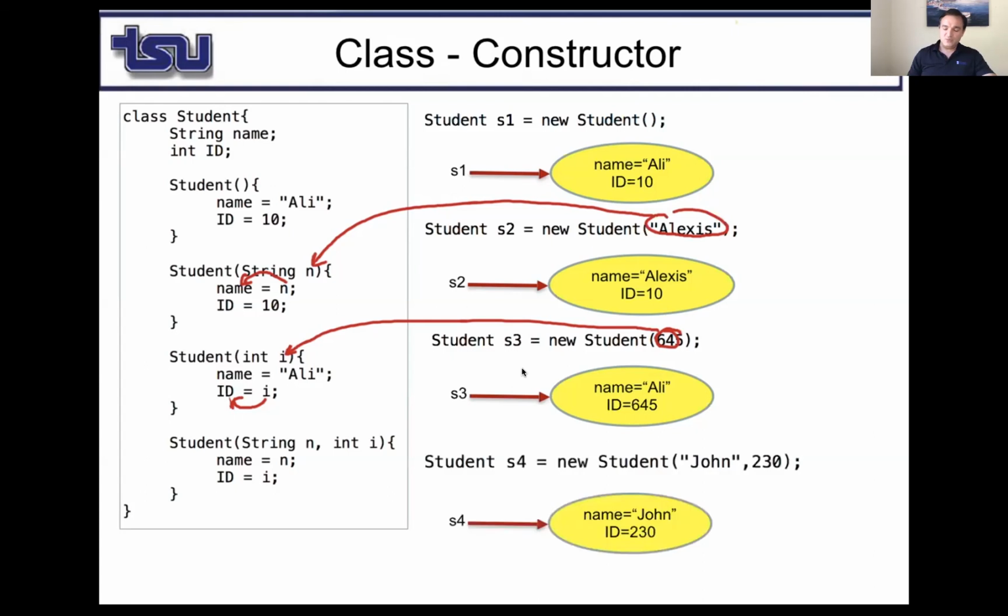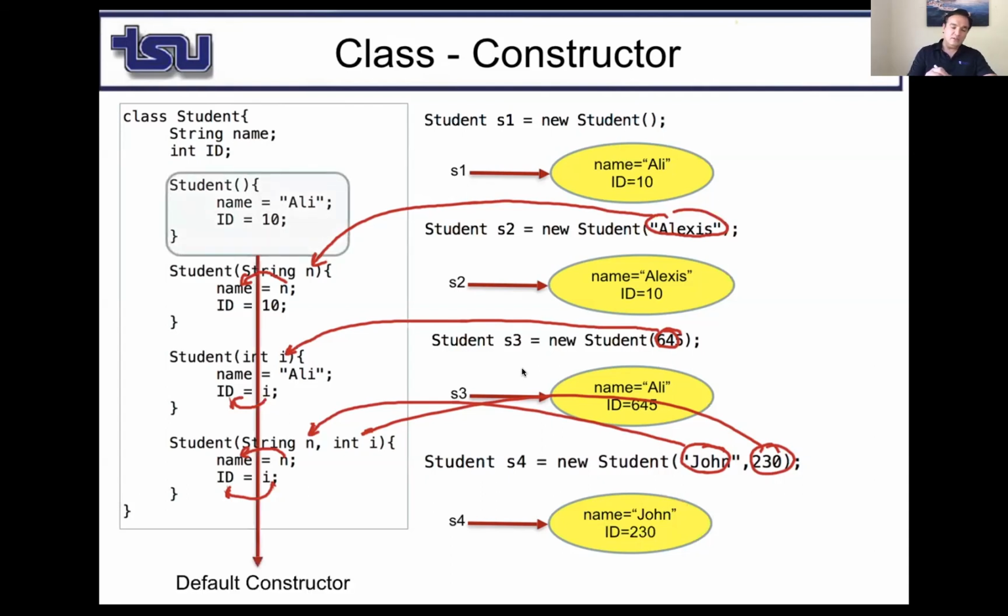ID is 645. And finally, I create an object using another constructor that takes a string and an int as input. And I do have such a constructor, string and int. In this case, John will be there. This will be here. And N will be assigned to name. I will be assigned to ID. So I'm going to point the memory space in which name will be John. ID will be 230.